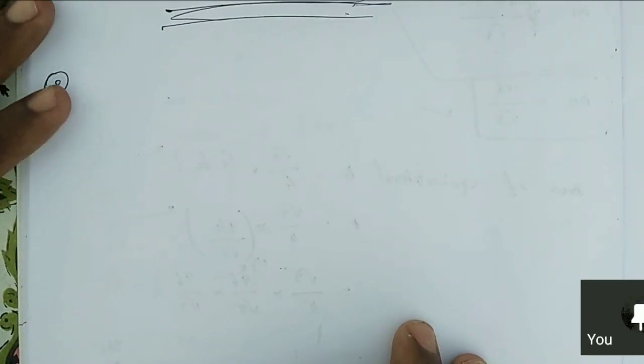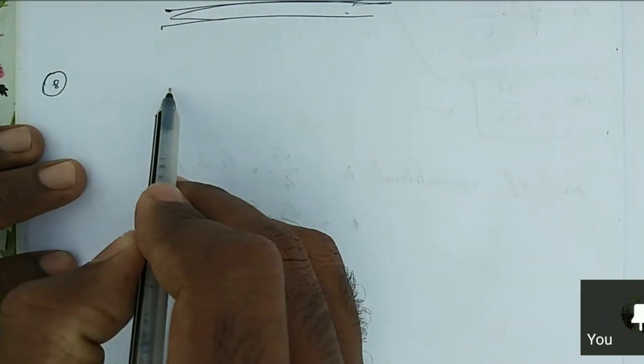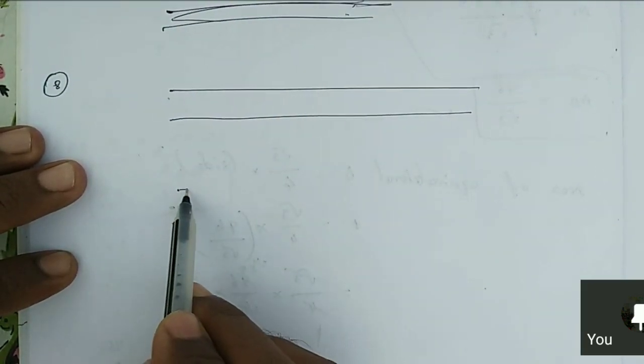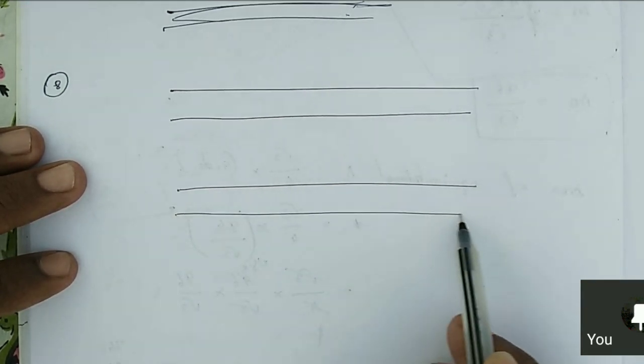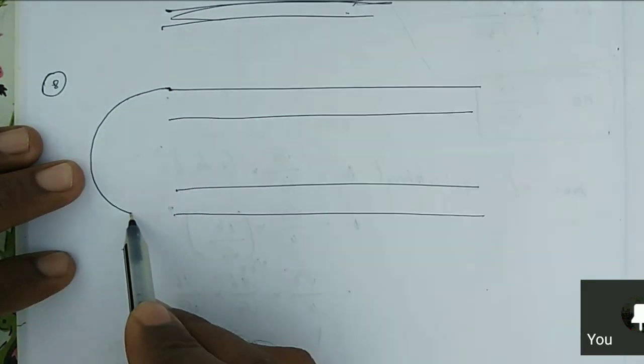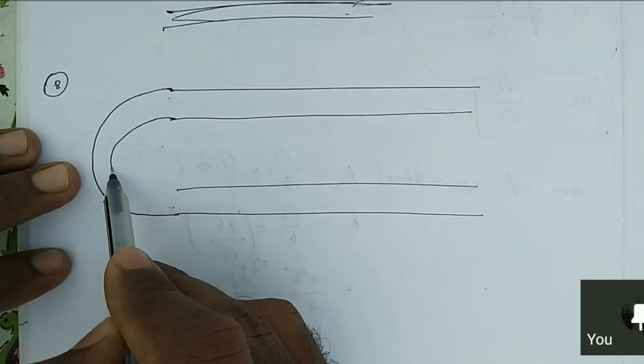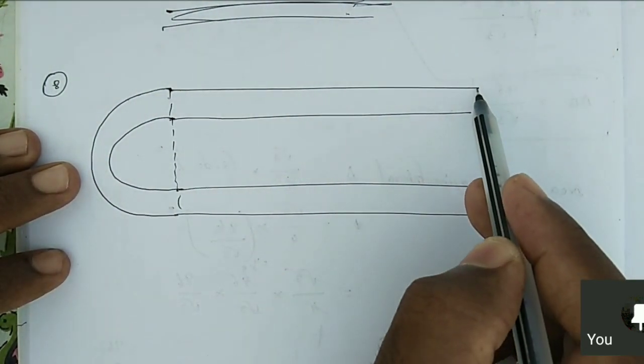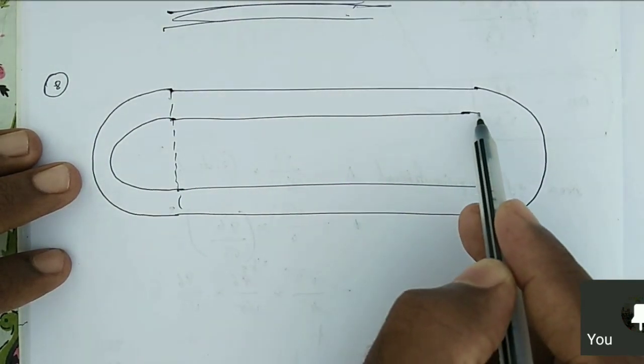Now we can represent the eighth problem in a diagram. It's very easy. There are two tracks. You just draw two parallel tracks. Then the ends are in a semicircle. So the ends are in a semicircle. Here also the ends are in a semicircle.